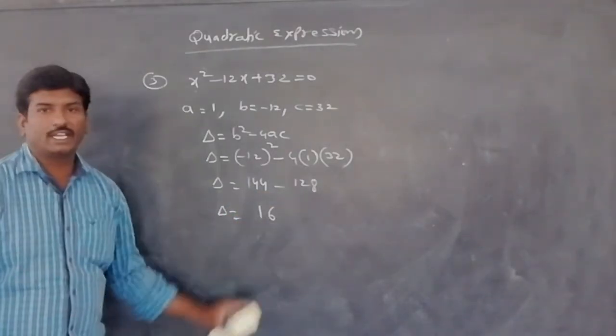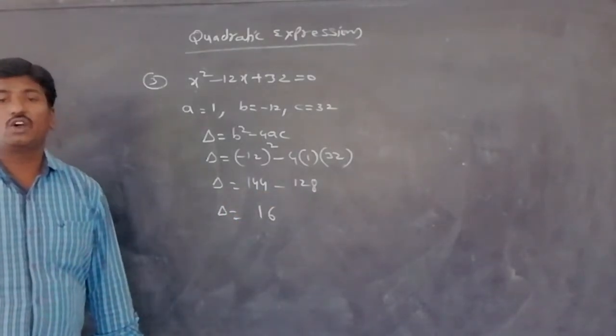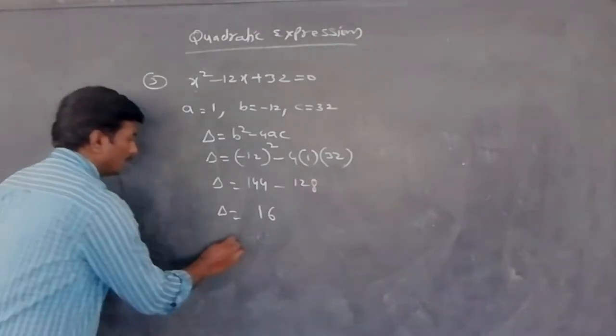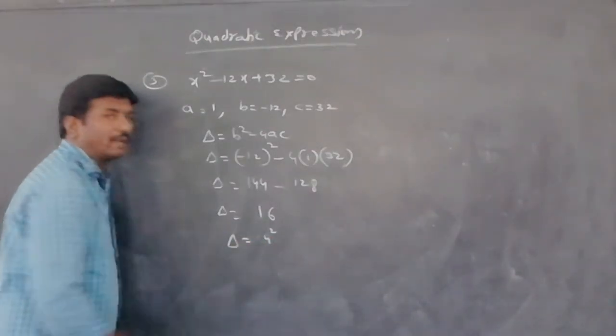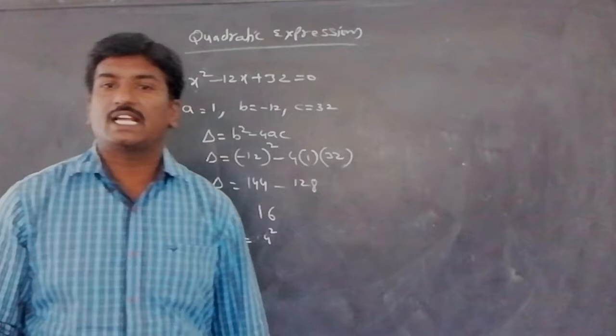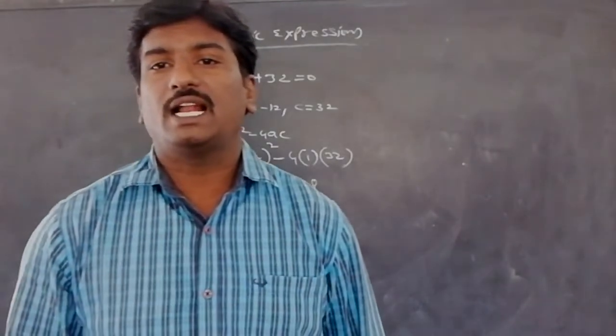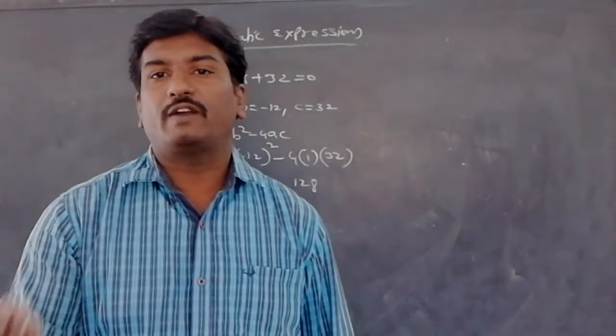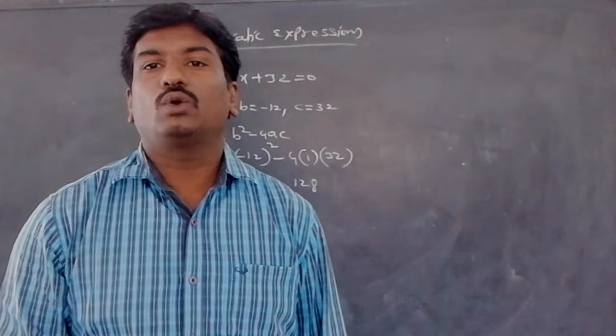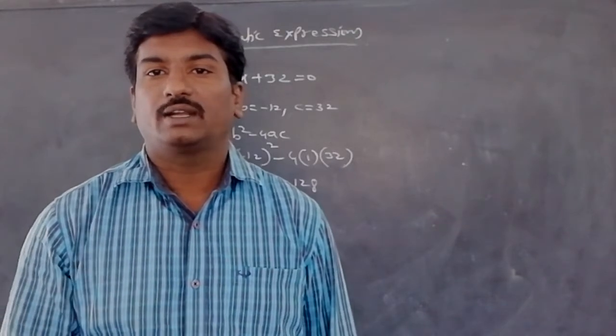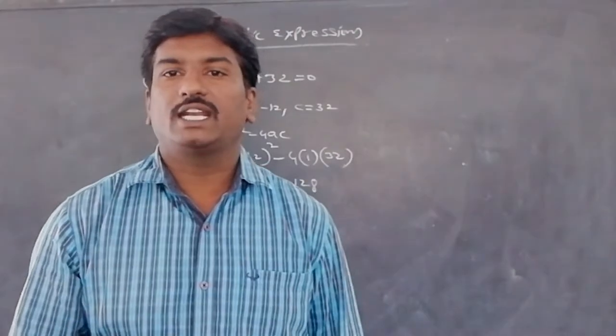So what is the delta value here? 16. 16, how can you write? 4 square. So it is a perfect square. Every perfect square is also real, and it is rational also. When the discriminant value is a perfect square, then what can you say? The roots are rational and distinct. Otherwise you can say it is real and distinct also.